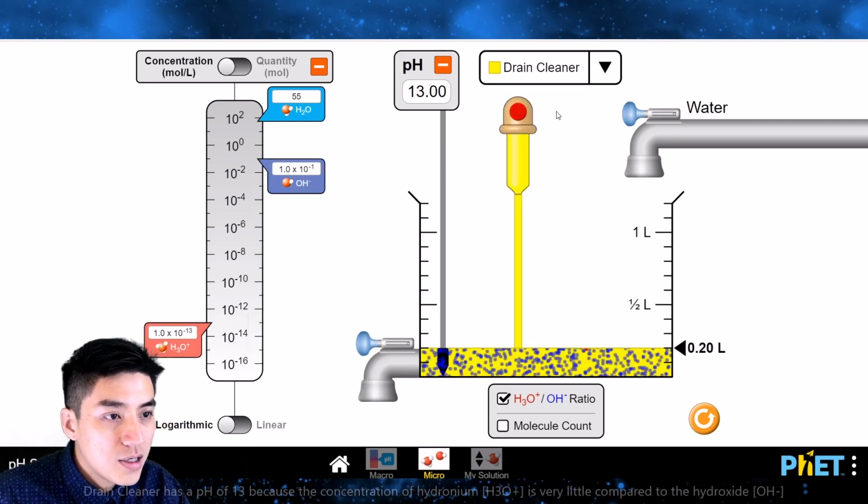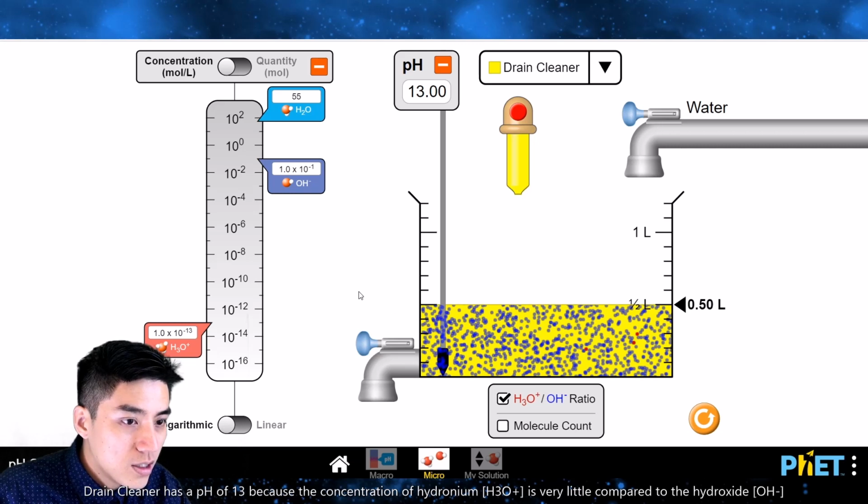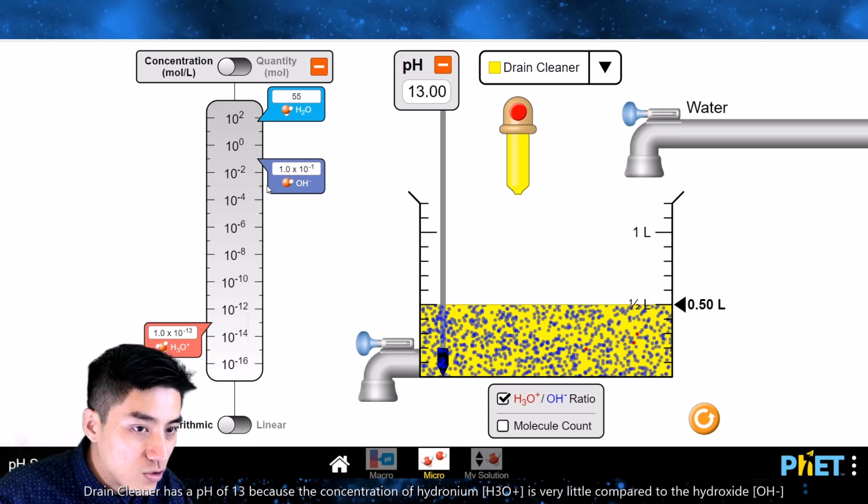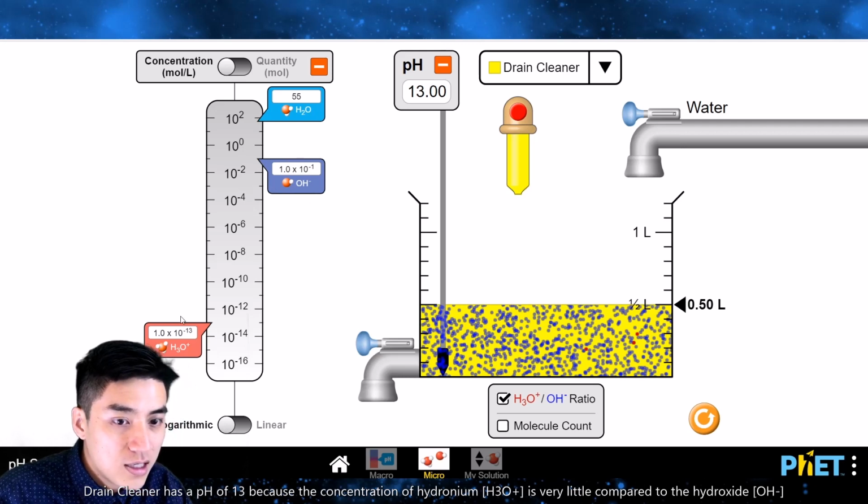On the other hand, if I change this to drain cleaner, you can see now it's a lot more blue than it is red. It's got a lot more hydroxide ions than it does hydronium.